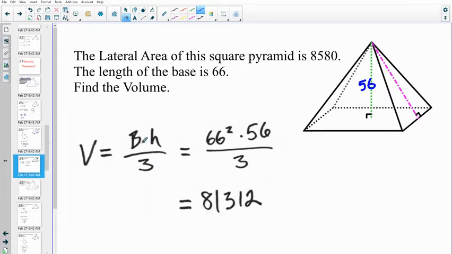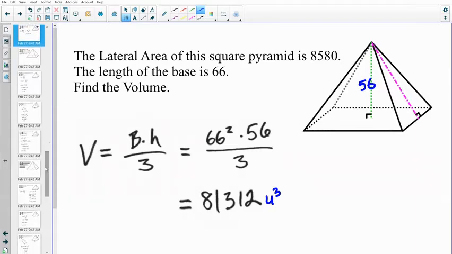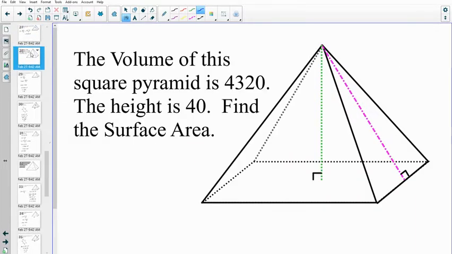I've got the formula for the volume of a pyramid, area of the base times the height divided by 3. Since I've got a square base with side lengths of 66, the area of the base is 66 times 66, 66 squared, times the height, and then divide by 3. And when I plug that into my calculator, I got 81,312 cubic units, units to the third power. So there we go. That's how one of the problems works, and that's the basic idea. I've got a couple others to go through with you today, but they're all kind of the same idea. Here's what we start with, and then work through the formulas to figure out what we're trying to find.